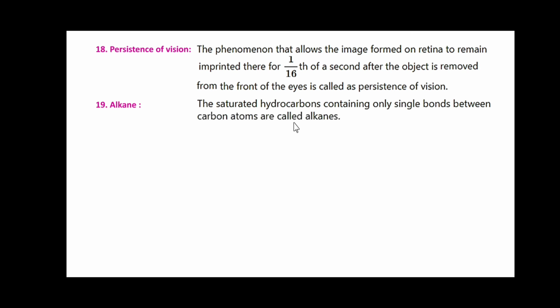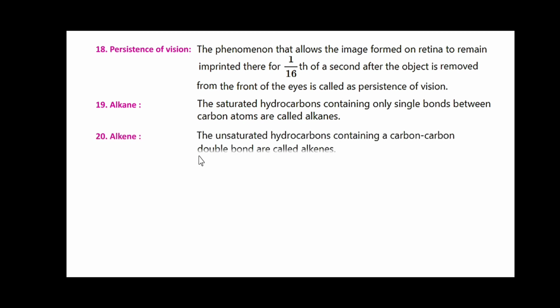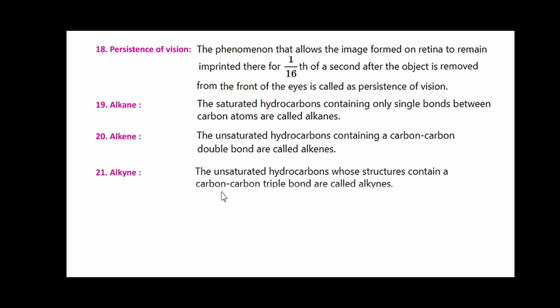Alkane. The saturated hydrocarbons containing only single bonds between carbon atoms are called alkanes. Alkene. The unsaturated hydrocarbons containing a carbon-carbon double bond are called alkenes. Alkynes. The unsaturated hydrocarbons whose structure contains a carbon-carbon triple bond are called alkynes.